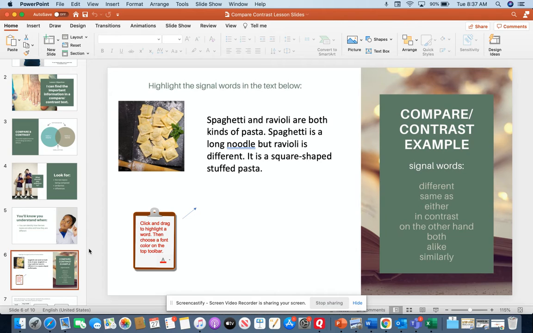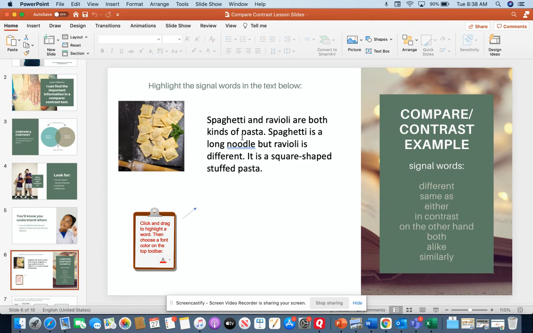All right, so we are going to look at some examples. These are some signal words that you'll see in compare and contrast. Different, same as, either, in contrast, on the other hand, both, alike, and similarly. So we're going to read this little tiny passage and find some of these signal words.